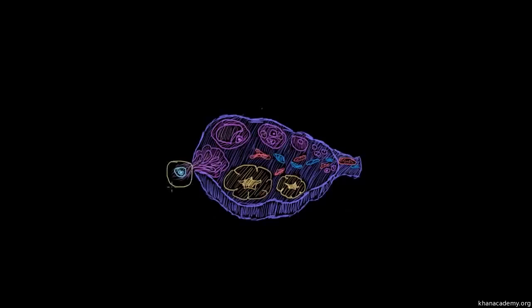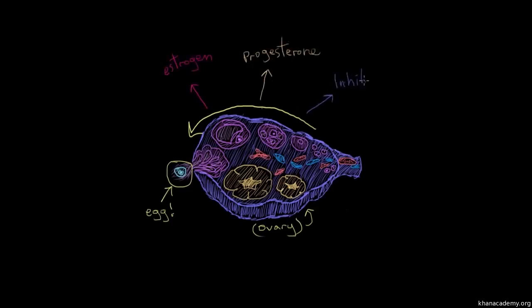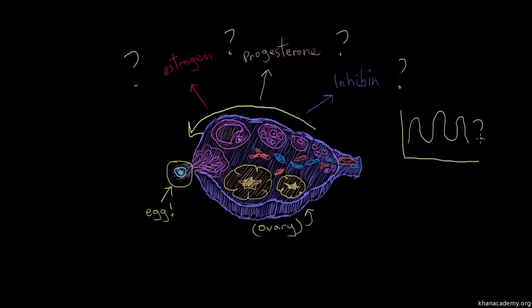So we know that a female's eggs develop in her ovaries, and that as they develop, we get these fluctuations in female sex hormones released from the ovaries. To be more specific, we get estrogen, progesterone, and inhibin released from the ovaries while the eggs are developing. That's all fine and good, but why exactly is this happening? What exactly are these hormones doing in the female body, and why do their levels change?